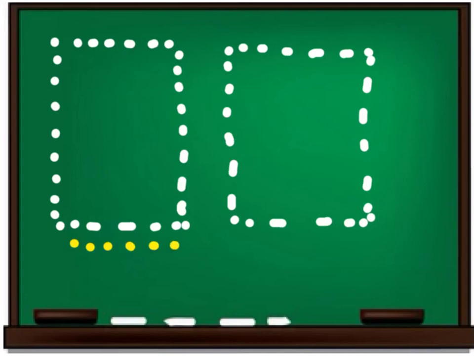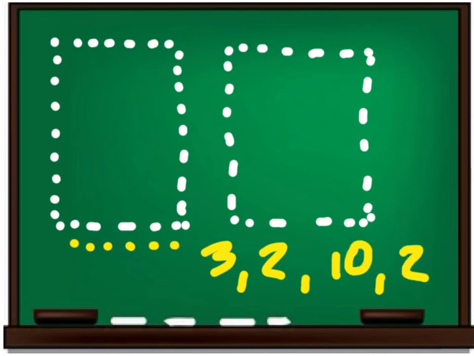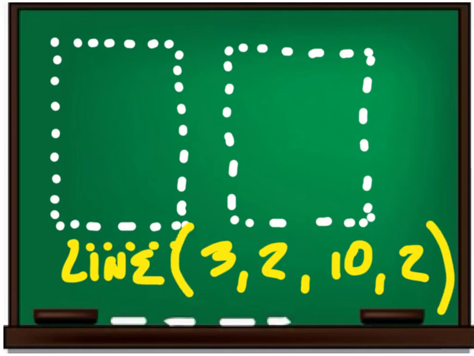So if I wanted a line to go from, let's see, for the coordinates, let's say 3 over and 2 down, I'm going from there to 10 over and 2 down. That's a lot easier to draw a line like that than it is to actually put all the dots in by yourself.